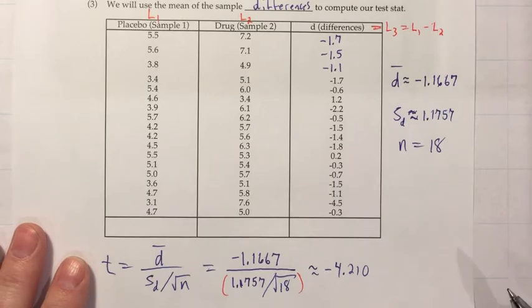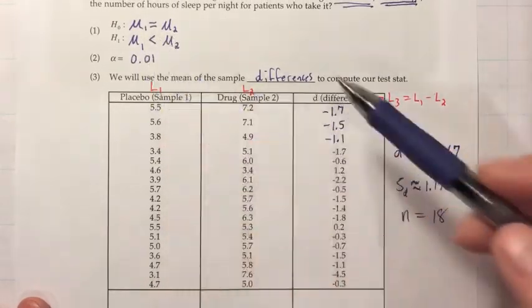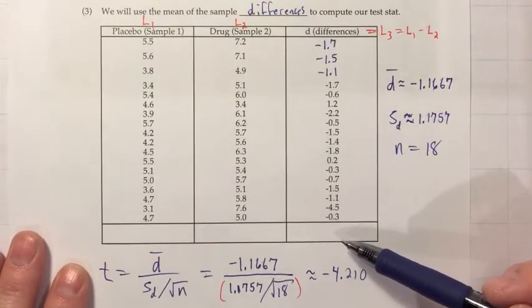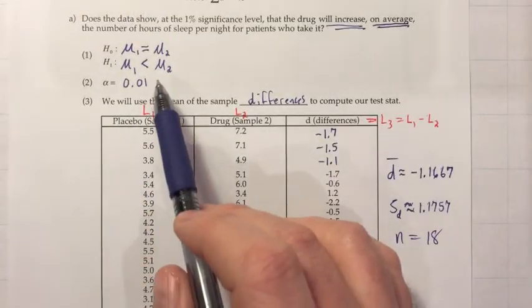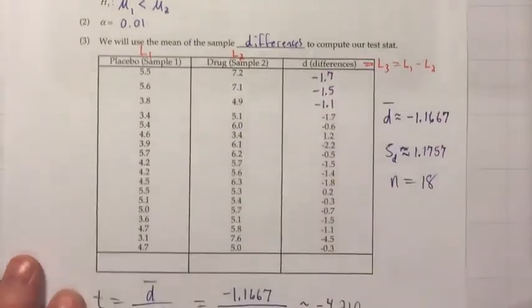And I think we should just pause for a moment there and think, is that good for us? Well, whose side are we on? We're on H1 side, and we're doing a left-tailed test. If H0 was true, we would have expected this average difference to be around 0. But we're getting negative 4.210, which is way to the left of 0, so that seems like a good sign.